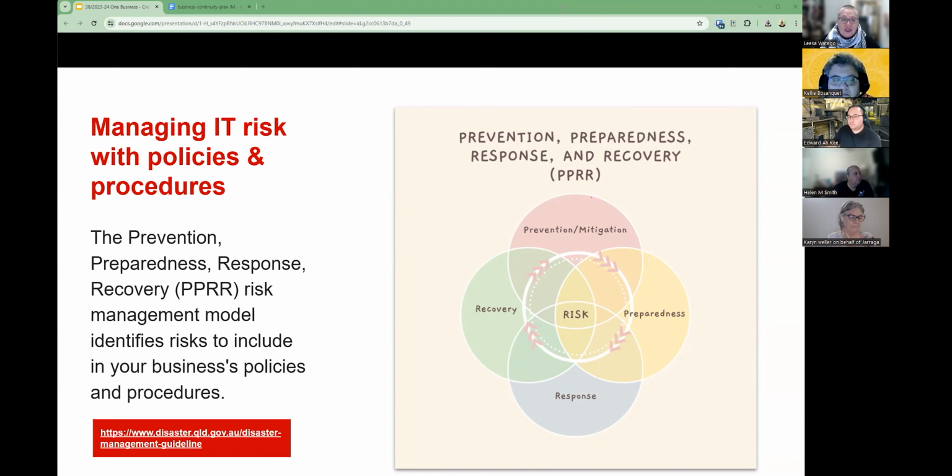This is the model of risk management that they use, and they use it in their business continuity plan. So this is the model, which is PPRR. Prevention, making sure everybody's trained. Preparedness, making sure you know what to do if something goes wrong. Response, which is jumping into action when something goes wrong. And recovery is recovering from the thing that's happened. So it's the PPRR model.